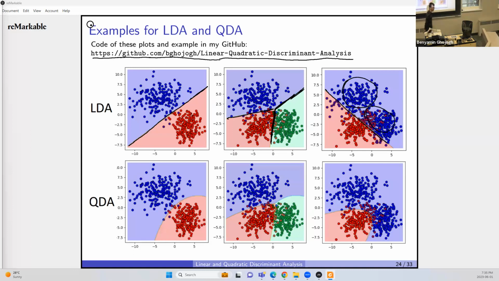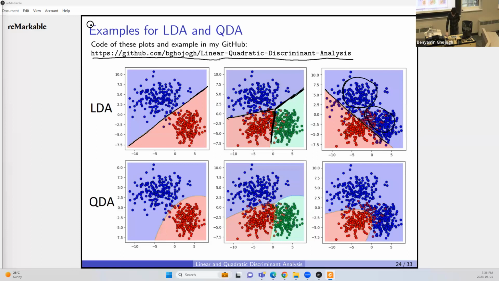One case is that the classes might not be unimodal. We actually made an assumption that they're unimodal. And we also made an assumption that they're unimodal Gaussian, right? So QDA may fail if it's not unimodal, it's multimodal, or if it's not Gaussian, it might have some other distribution. LDA might fail in three cases. LDA fails if it's not unimodal, if it's not Gaussian, and if their covariances differ a lot, because we made the assumption that the covariances are the same. Okay?